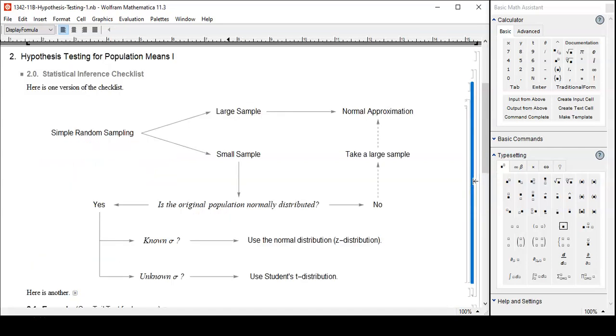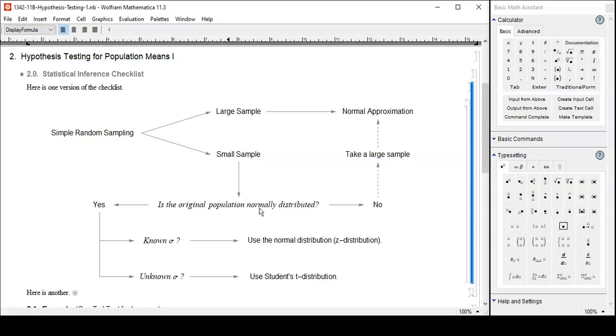Here's a review of the checklist. In a simple random sampling, if you have large sample size, then you can use the normal approximation due to the central limit theorem, so you can use a z-distribution. For small sample size, and if the original population is normally distributed, then depending upon whether you know sigma or not, you can use normal distribution, where SE is sigma over square root of n, or you can use t-distribution. SE is S over square root of n.